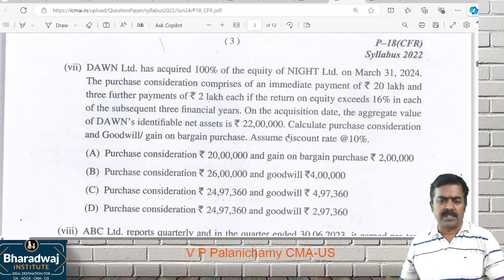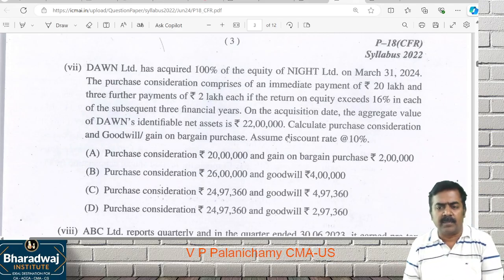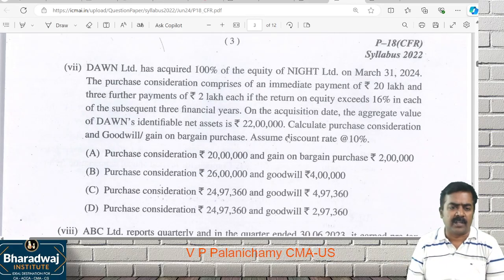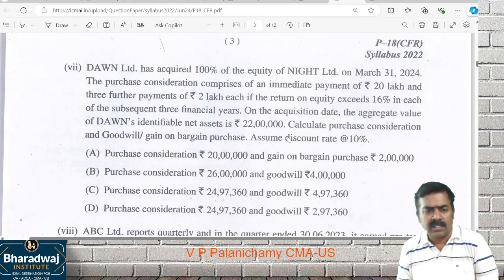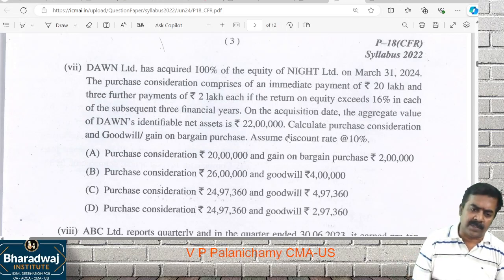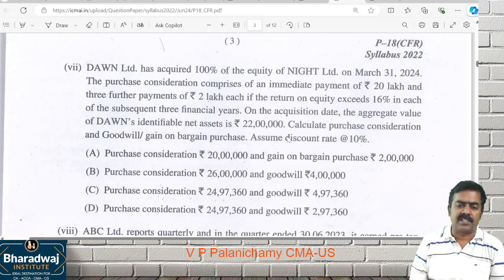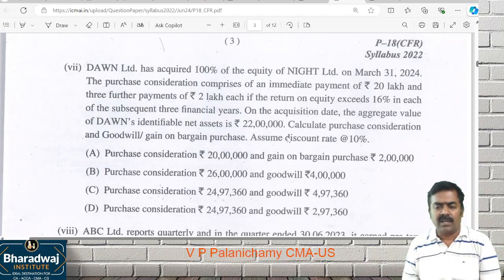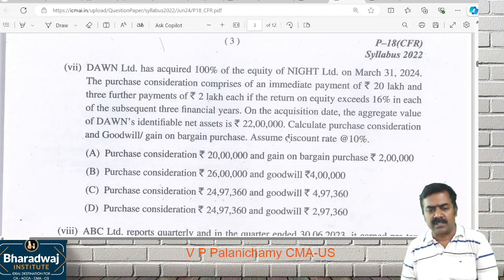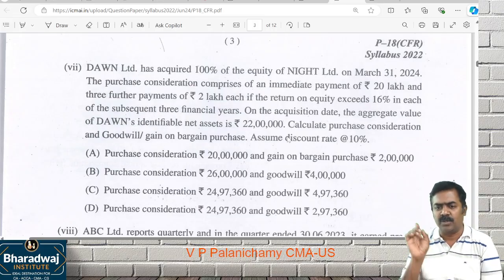I hope this is the only question that is tested. Go through that. Dawn Limited acquired 100% of equity of Night Limited on 31st March 2024. Purchase consideration: immediate payment of how much? 20 lakhs. 3 further payments of 2 lakhs, if return on equity exceeds 16% in the subsequent 3 financial years. On the acquisition date, the aggregate value of net assets is given as 22 lakhs. Calculate purchase consideration and goodwill or gain on bargain purchase. Assume discount is 10%.